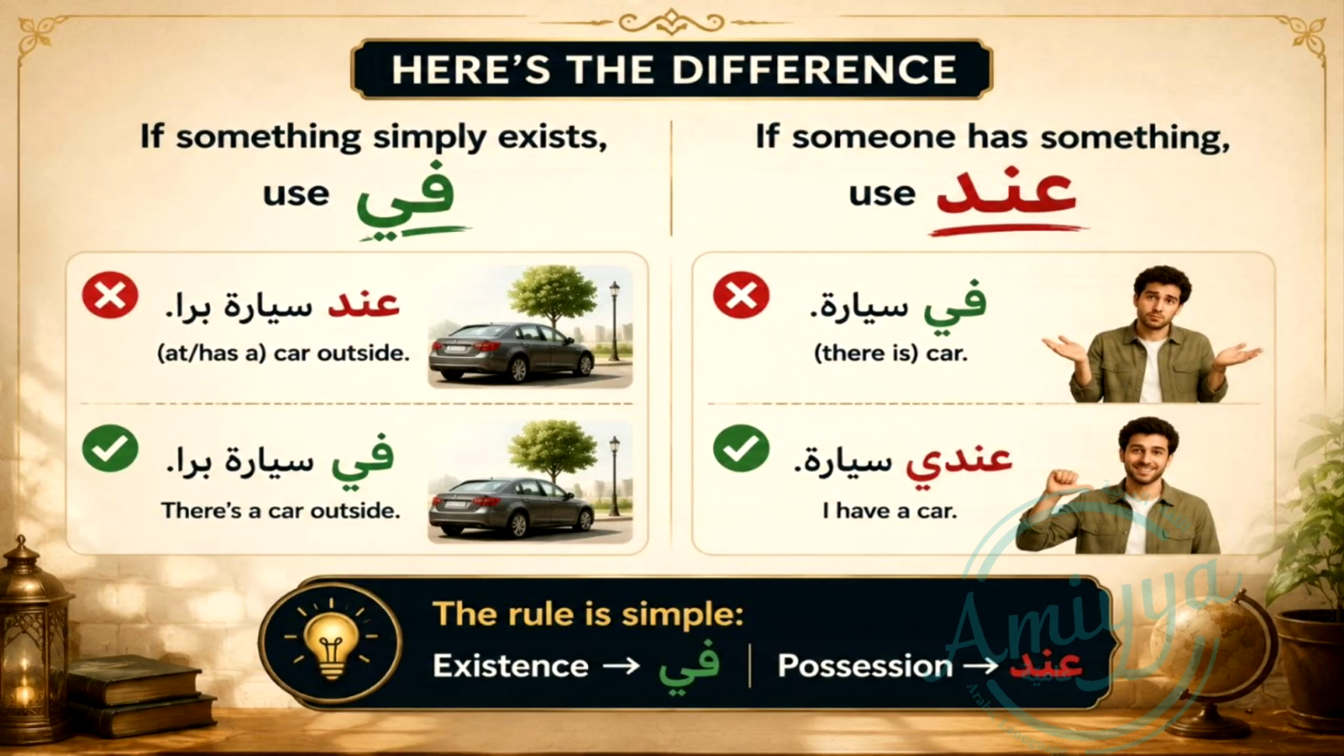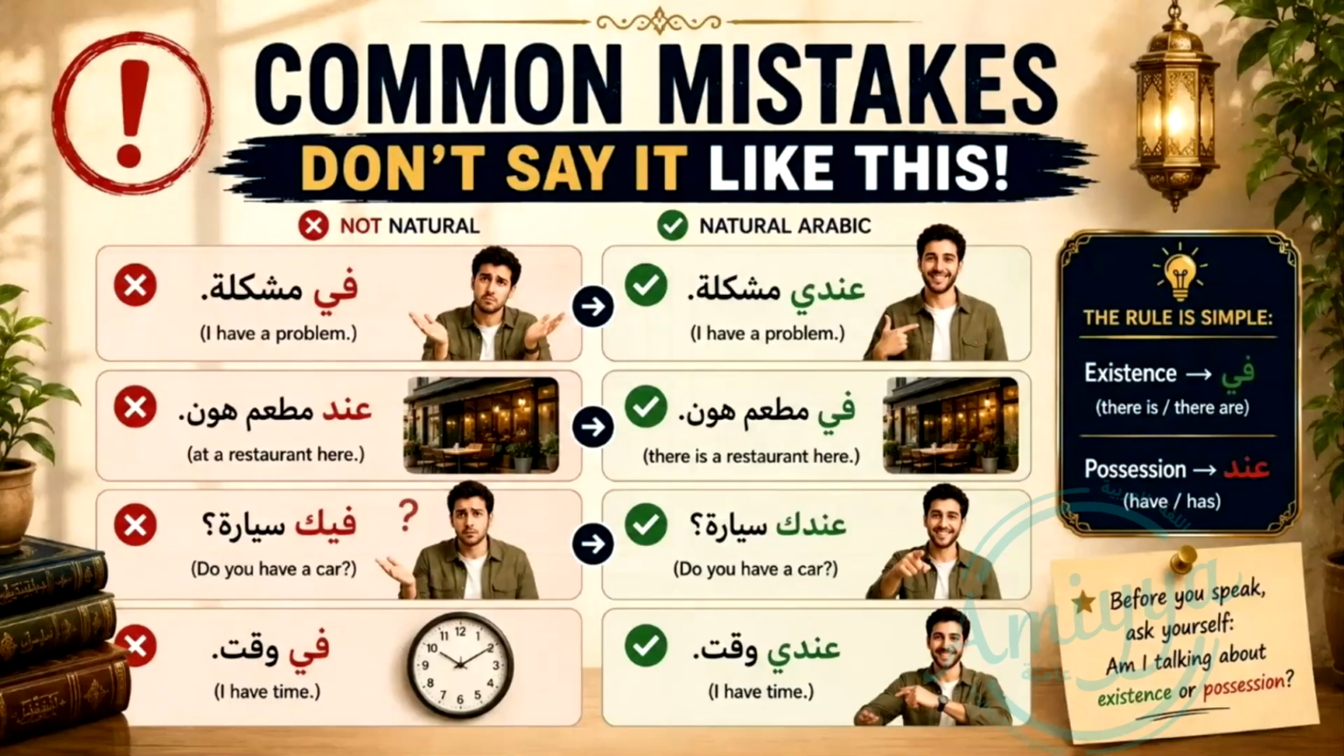For example, can I say عند سيارة برا? Wrong. في سيارة برا. Can I say في سيارة? Wrong. عندي سيارة. I have a car. These are the mistakes learners make most often.